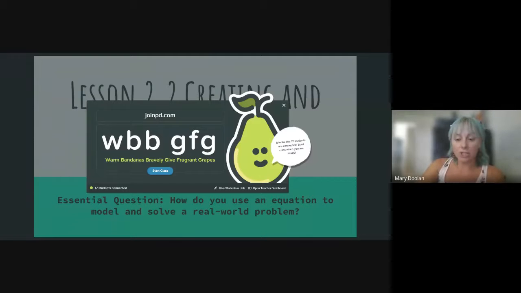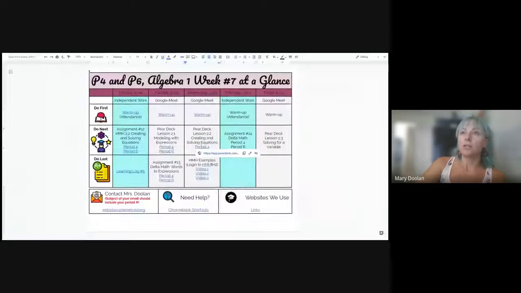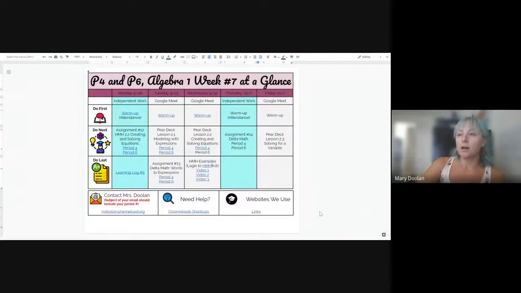How do you screenshot? Good question. So with the Chromebook, let me show you where you can see. I don't know how to explain the button, but I have a picture of it that I shared with you guys in your week at a glance. So if I come to our week at a glance, I'm going to share this real quick. Right here it says need help, Chromebook shortcut.